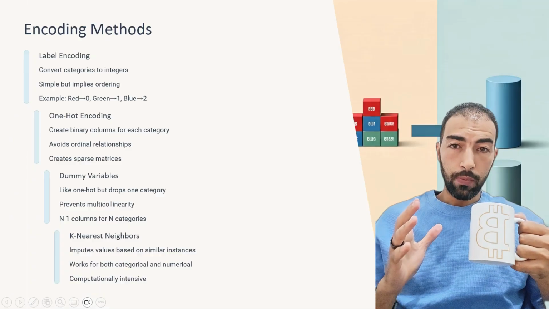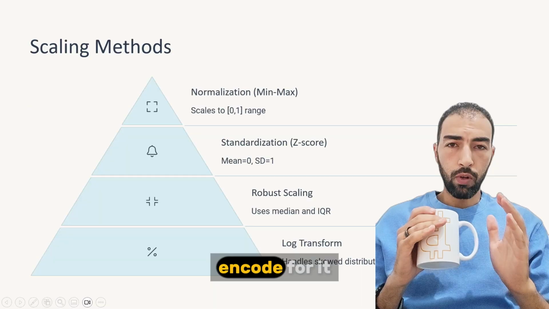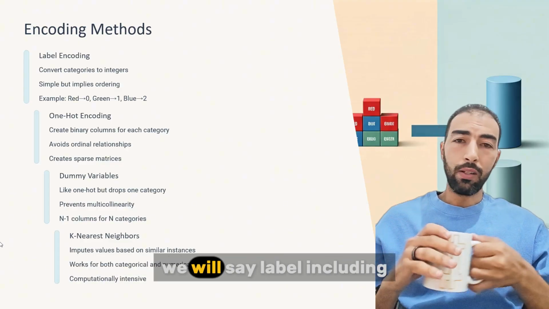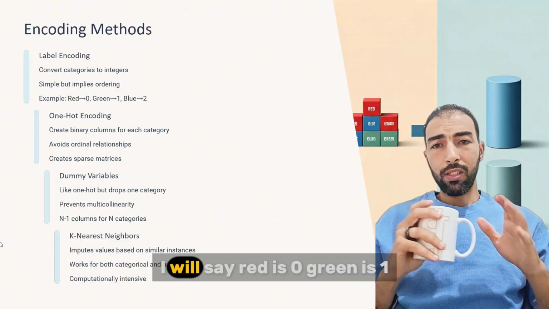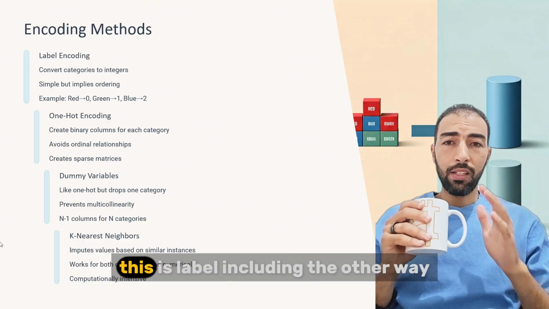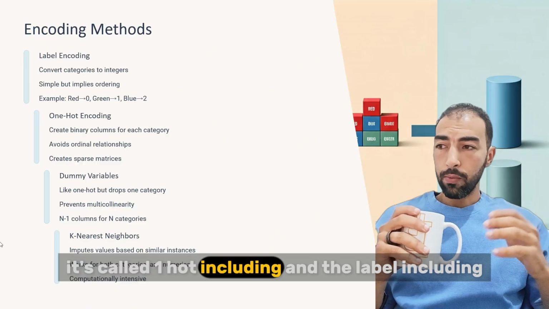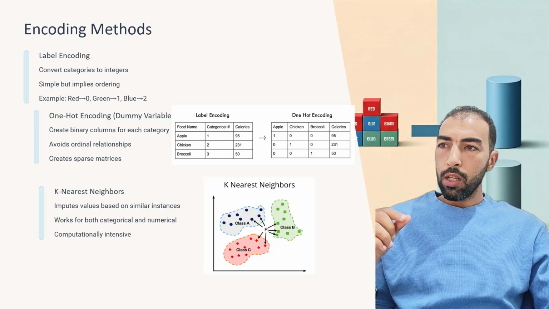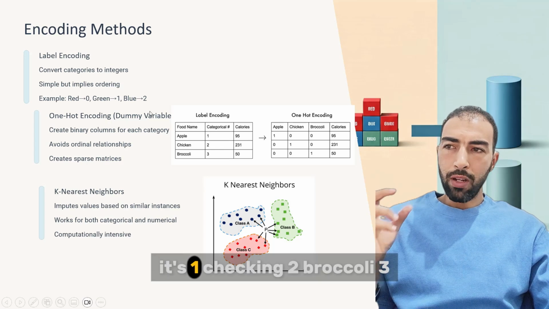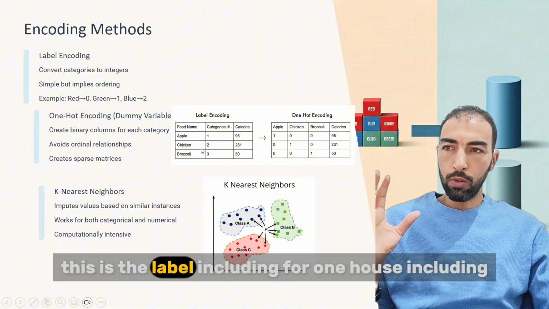Back again to encoding. We said we will take the categorical data and encode it. There are some ways of encoding. For example, label encoding: I will say red is 0, green is 1. This is label encoding. The other way is called one-hot encoding. In label encoding, we check apple, it's 1, chicken 2, broccoli 3. This is label encoding.